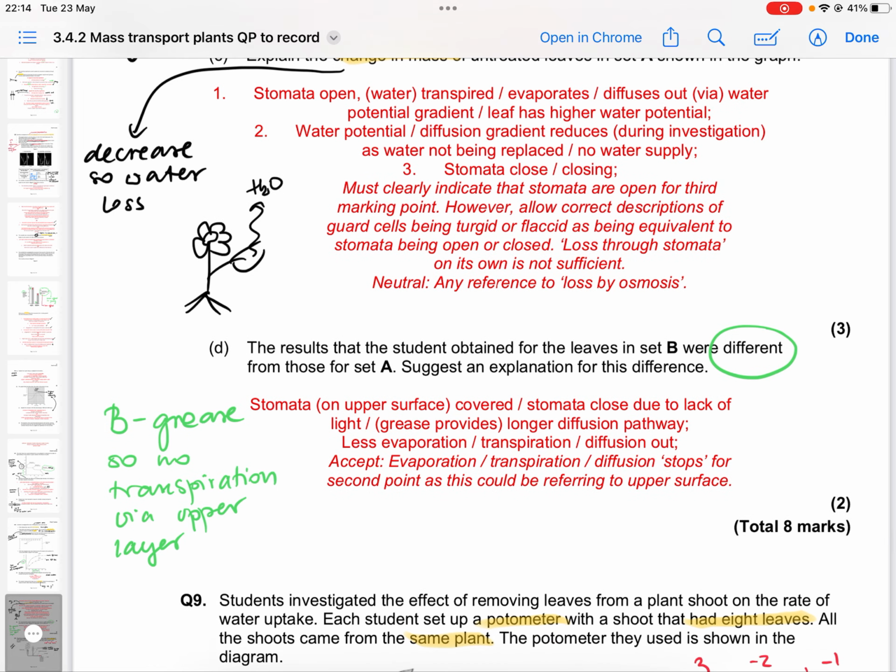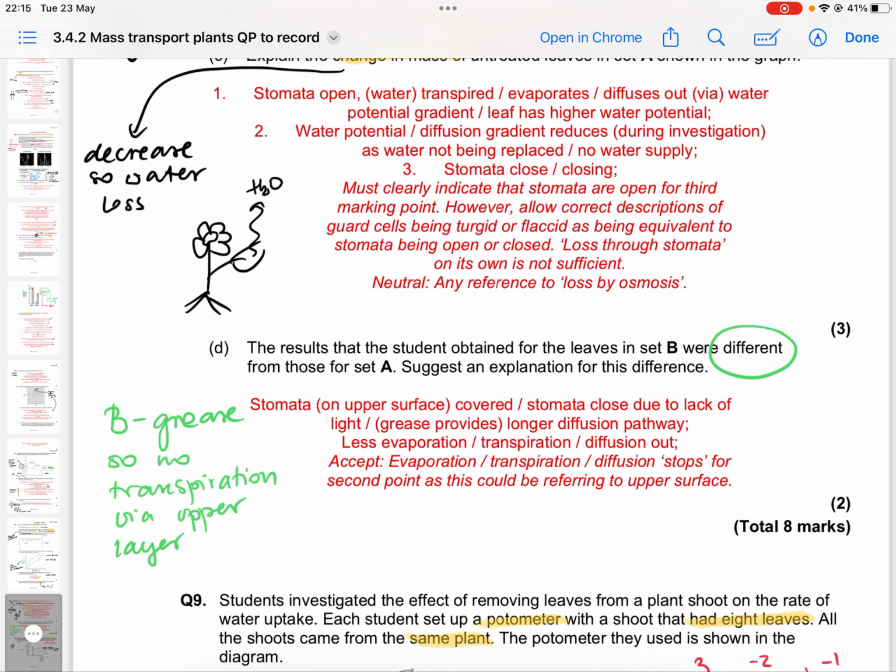Question D, asking you about the setup B. Remember, in setup B we had grease. So if you've got the grease layer, there will be no transpiration. The stomata on the upper surface will be covered by that, hence they will remain closed. And that is obviously preventing the transpiration one more time.